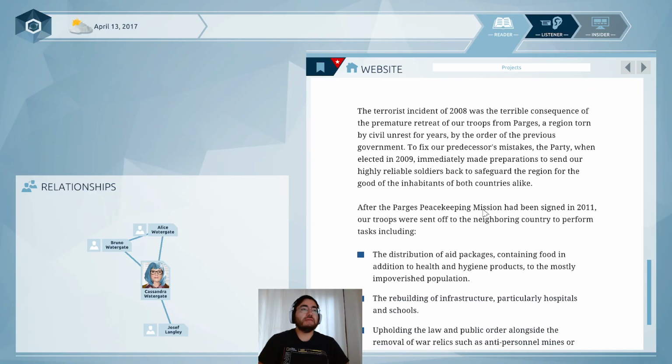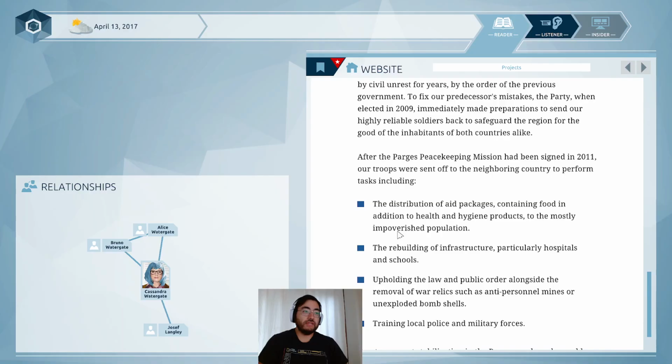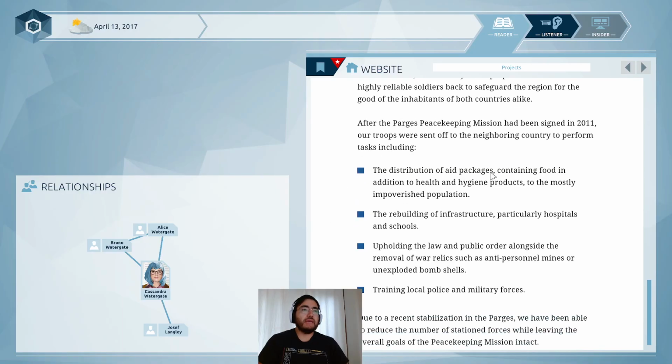After the Parges peacekeeping mission had been signed in 2011, our troops were sent off to the neighboring country to perform tasks including the distribution of aid packages containing food in addition to health and hygiene products, mostly to the mostly impoverished population. So the population is mostly impoverished, which means to be in poverty, to be poor. These aid packages are what I was talking about. They have food and medicine.